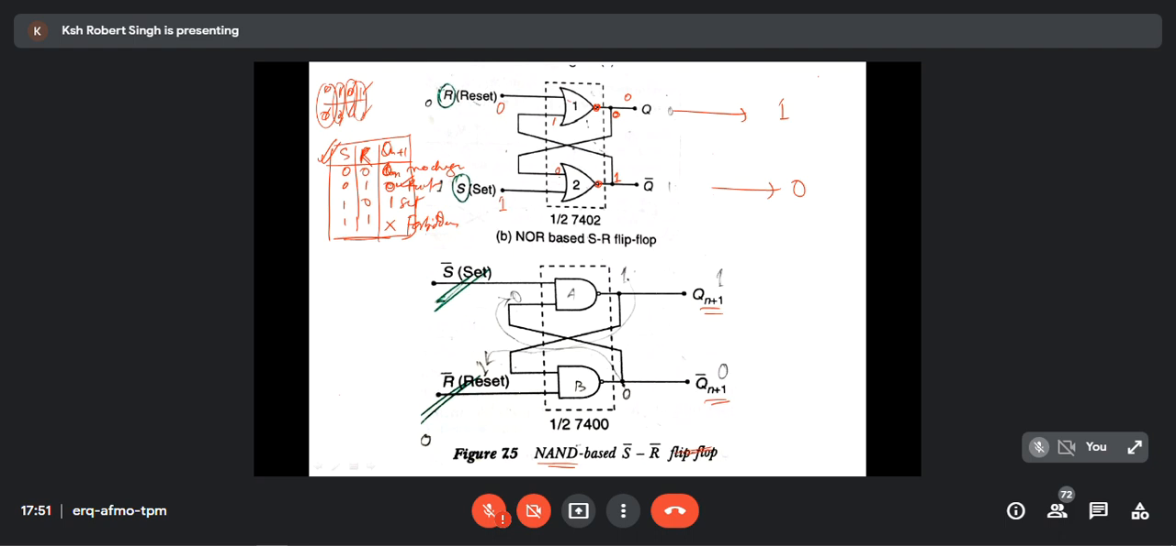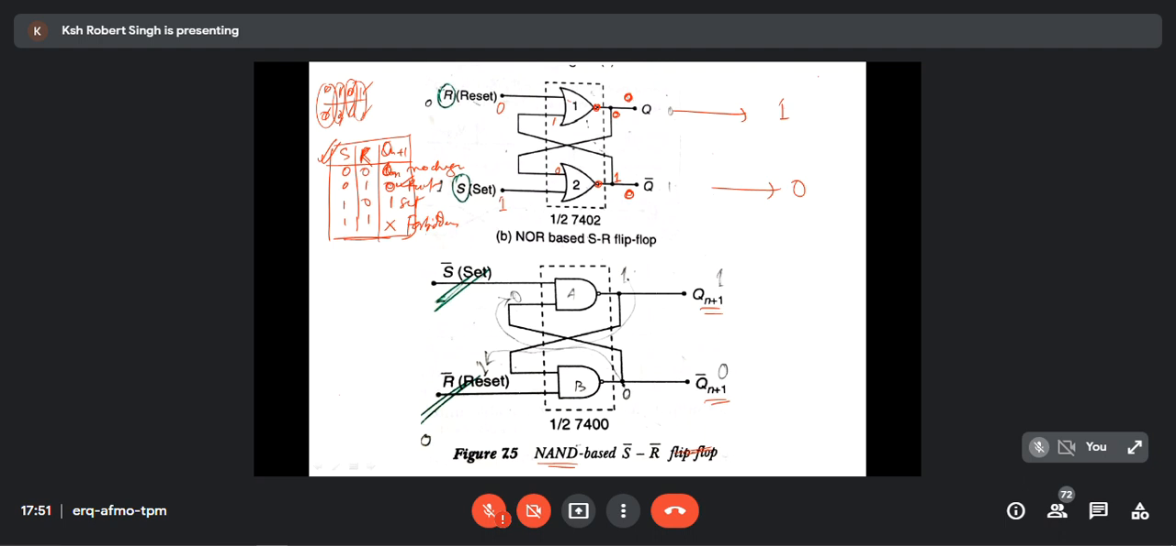Simultaneously, this also will work. 0 and 1 is 1, with the bubble 0. So 0 will come over here again. Can you understand? Am I right? The previous 0 will come here. 0 and 1 is 1, bubble gives 0. So 0 will come here. So my new state is 0. But they are telling that the output should be 1, 0.